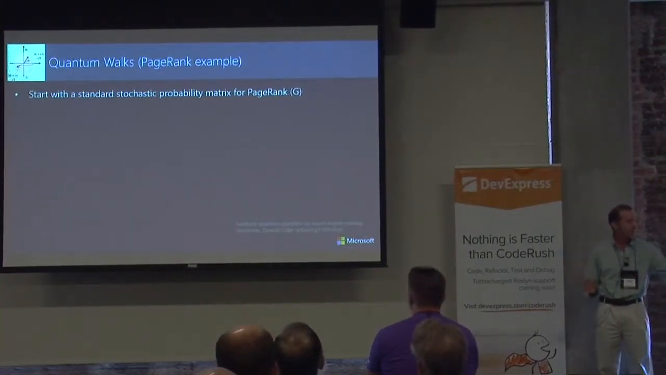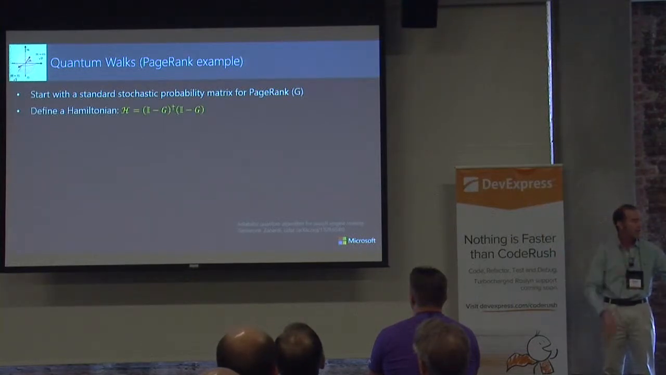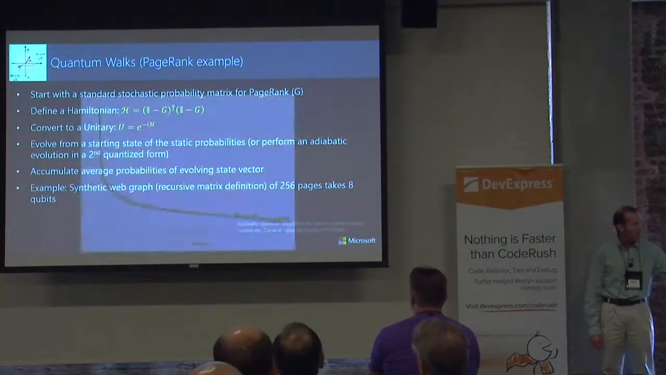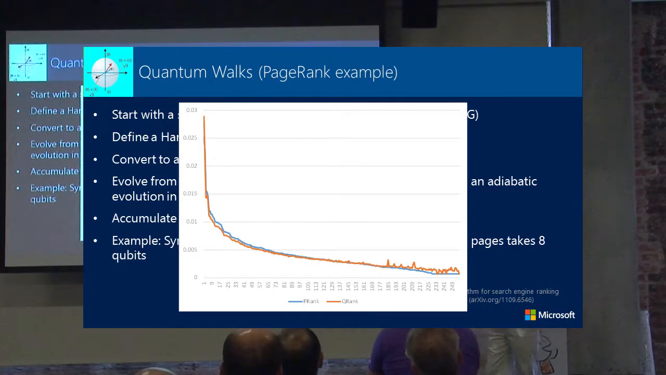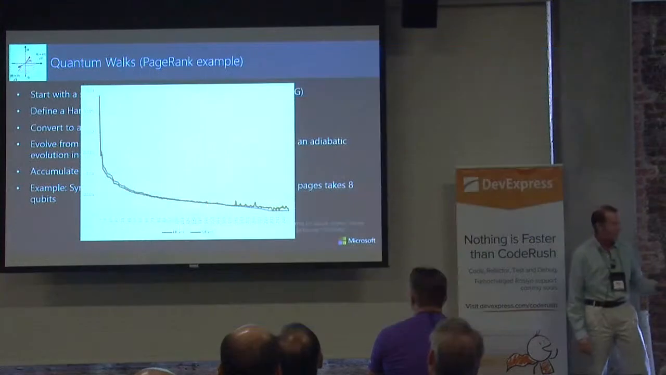No details on this, but to show how you could just take PageRank. Take the Google matrix, turn it into a Hamiltonian, turn the Hamiltonian into a unitary, run it through, simulate it with this Hamiltonian, and at the end, here's a PageRank of, this was just 256 pages, but in the blue is the classical PageRank, in the orange is the quantum PageRank.